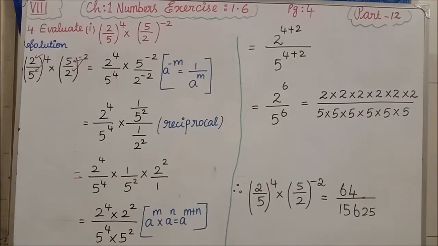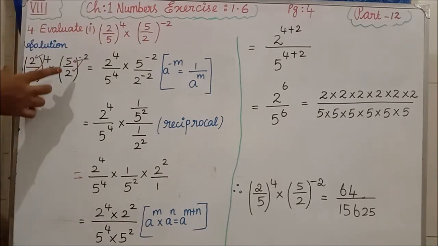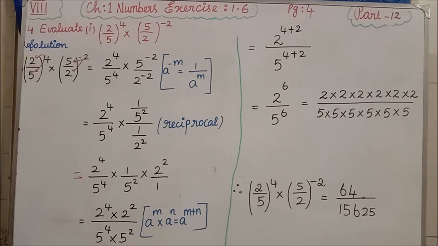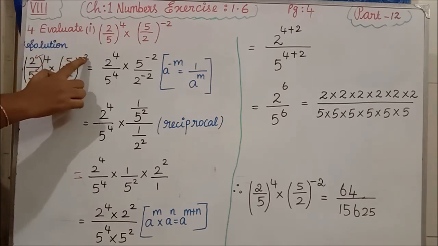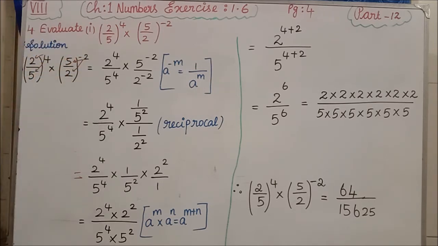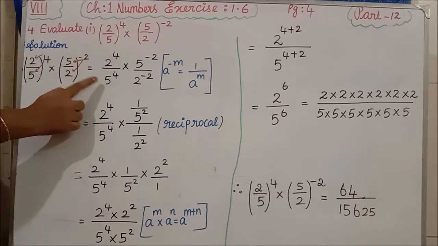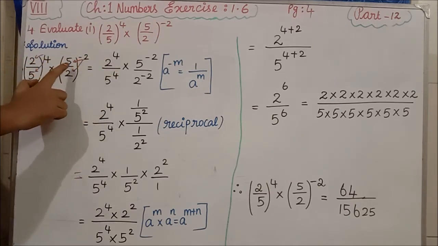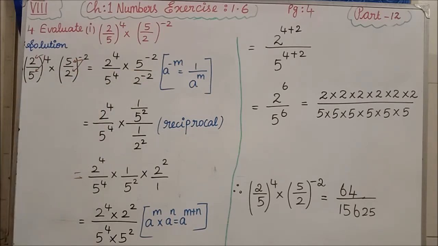Yes. Fourth question, first subdivision we are going to see. See the question, 2 by 5 whole power 4 into 5 by 2 whole power minus 2. Students, see the whole power 4 they are given and here the whole power minus 2 they are given. Isn't it? Now we'll start the solution. See, that whole power 4 is for the numerator as well as for the denominator. Similarly this minus 2 is for the numerator as well as for the denominator. So, how will you write? 2 power 4 divided by 5 power 4 into 5 power minus 2 divided by 2 power minus 2. We are having the formula.